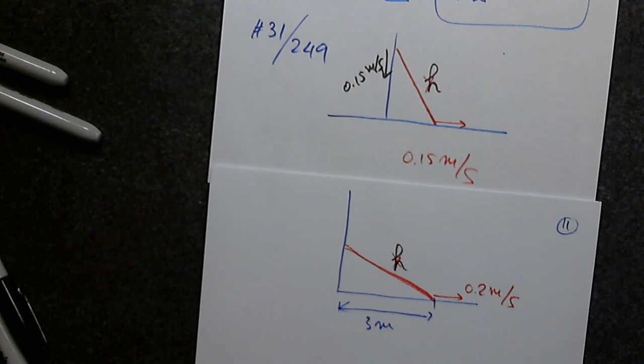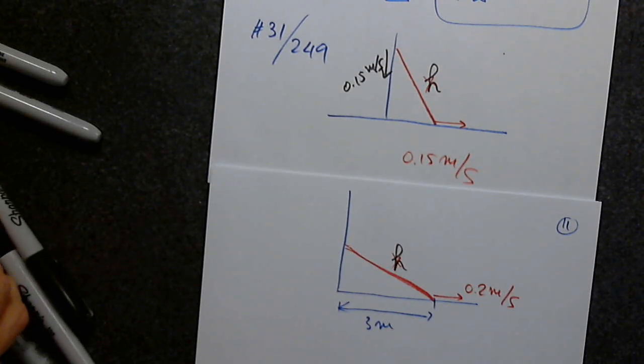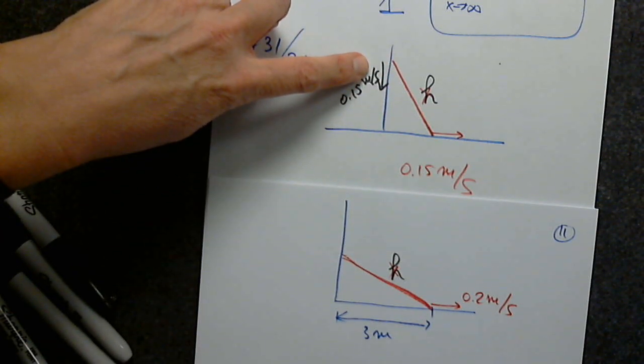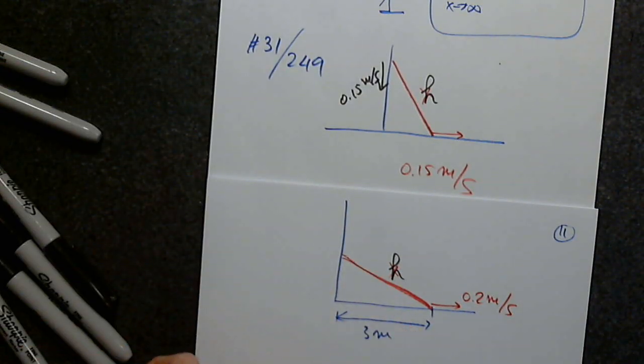Okay, so we have a ladder that is leaning onto a wall. And for some reason, it's sliding away from the wall. So the top of the ladder slides down a vertical wall at a rate of 0.15 meters per second. So this point slides down at 0.15 meters per second. At the moment when the bottom of the ladder is 3 meters from the wall, it slides away from the wall at a rate of 0.2 meters per second.